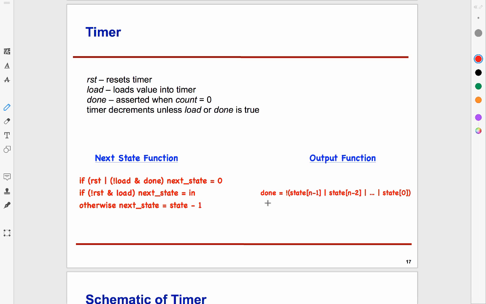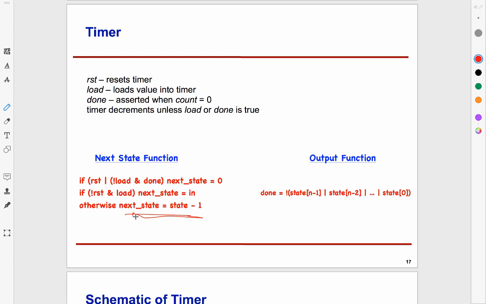So the way we are doing it is we are making use of our own output signal done, and we are saying if it is either reset or alternatively it's not load and we have counted down all the way through, the next state is 0. So that's the first clause. The second clause is if it is not reset and load is true, then the next state is in, and the final clause is otherwise we count down.